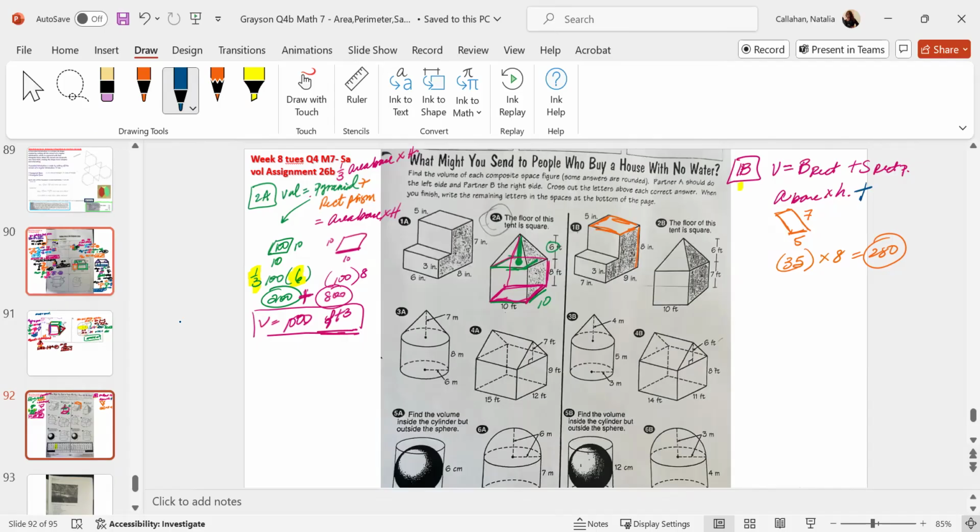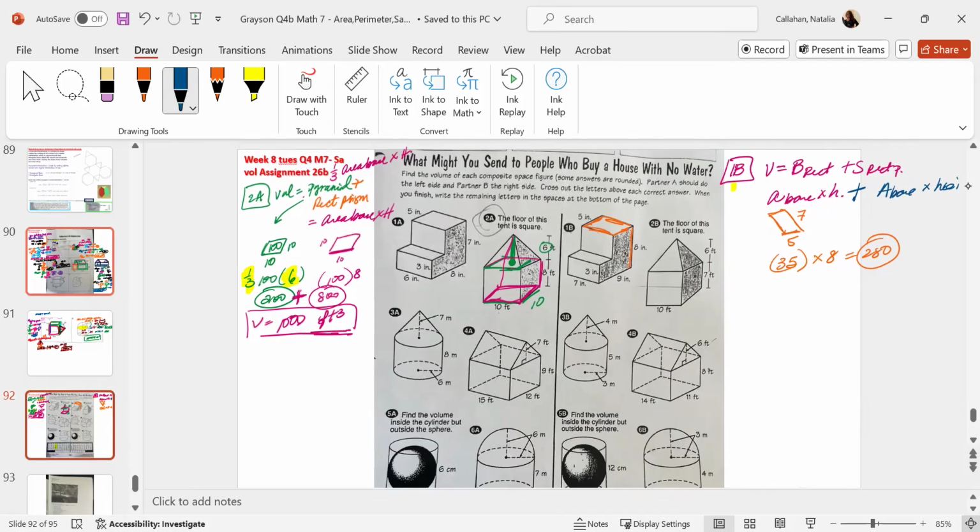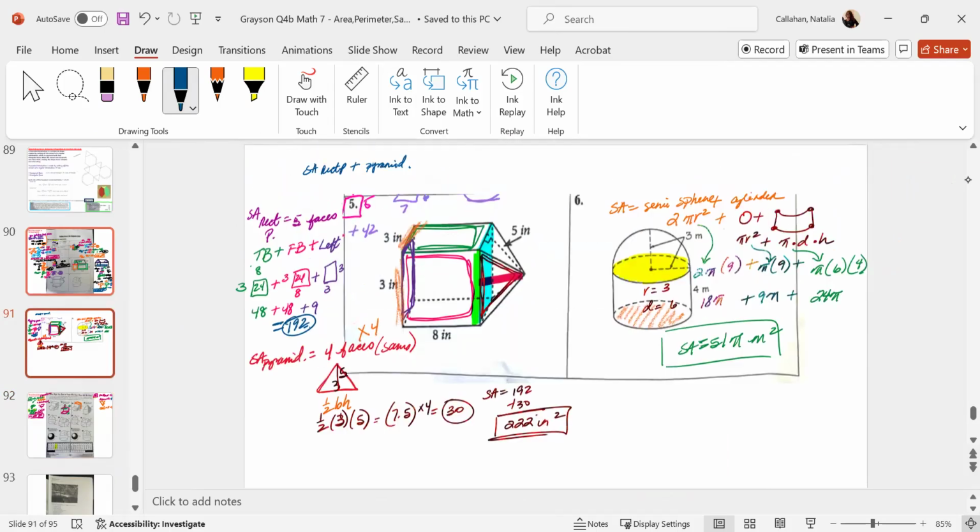280. Good. Small rectangle. Okay, remember it's area of the base, highlight the base, times the height.